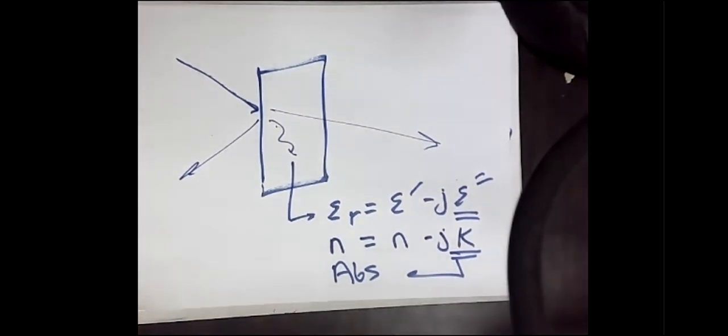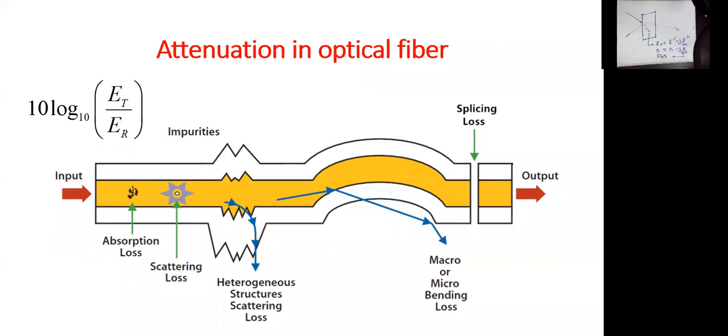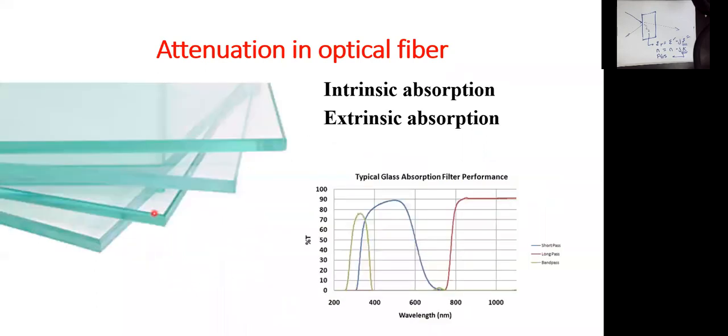But maybe the question is, optical fibers are usually fabricated from silica, which is the main form of glass. And as we already know, glass is a transparent material. So from your first impression, you can say that as long as you are fabricating optical fiber from glass, you should not have absorption, because glass is a transparent material. It's not an absorptive material. But unfortunately, glass is not a 100% transparent material.